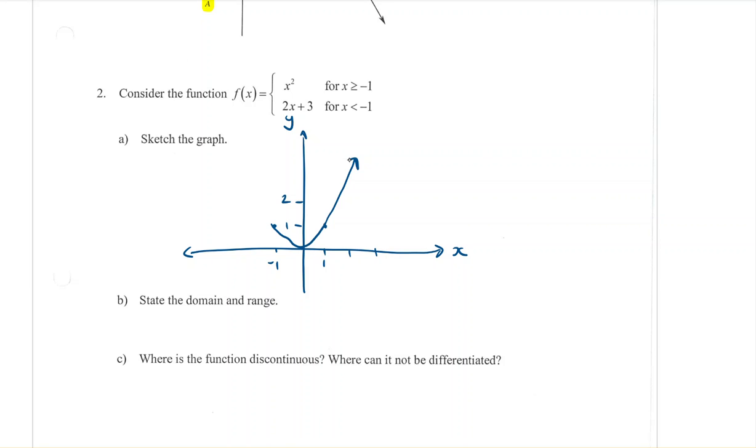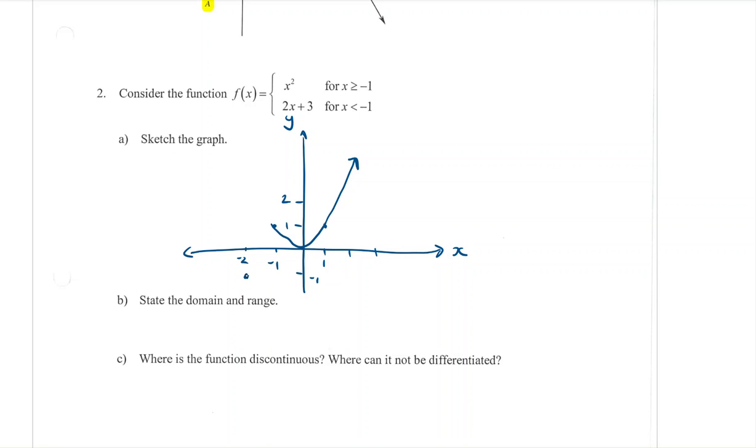What happens if I sub a -1 into here? 2 times -1 is -2, plus 3 is 1. There's actually no break. It does actually start here at 1. Okay, let's sub in another value. Let's sub in -2. 2 times -2, -4, plus 3 is -1. So let's go down here. So at -2, down here at -1.